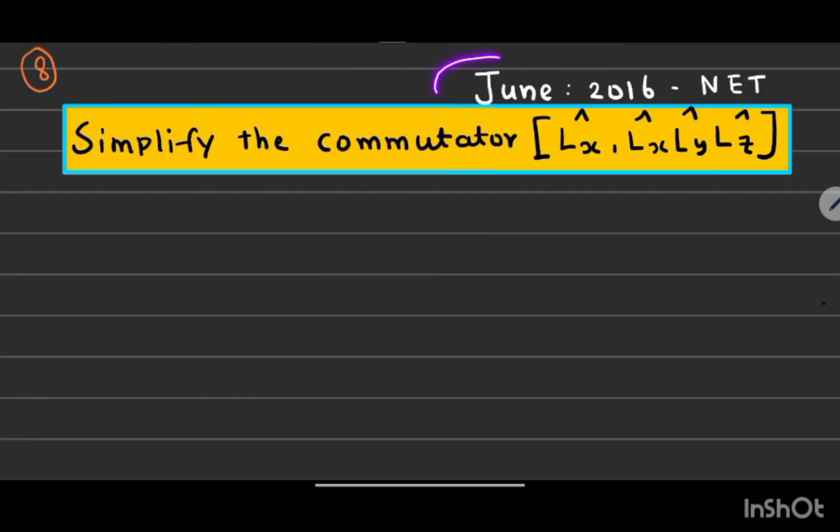Here you go, June 2016 UGC CSIR NET question. We have to simplify the commutation relation that involves Lx, [Lx, Ly Lz], where Lx, Ly, Lz are orbital angular momentum components. Let's solve this. To solve this problem, one needs to know the following properties of commutation relation. The first one is the distributivity property.